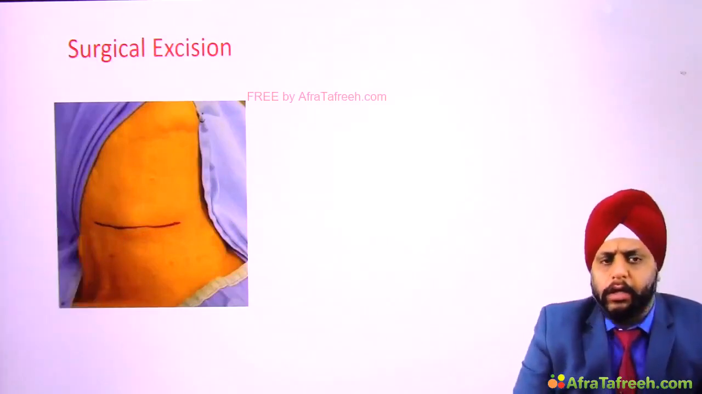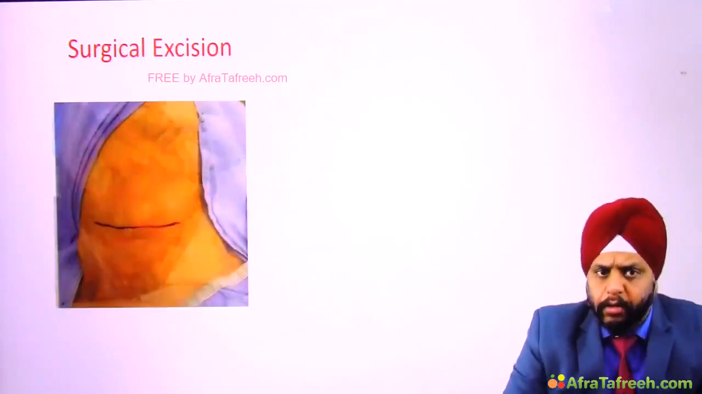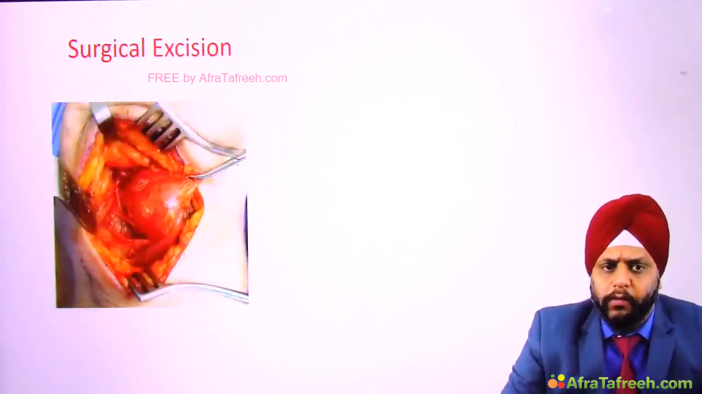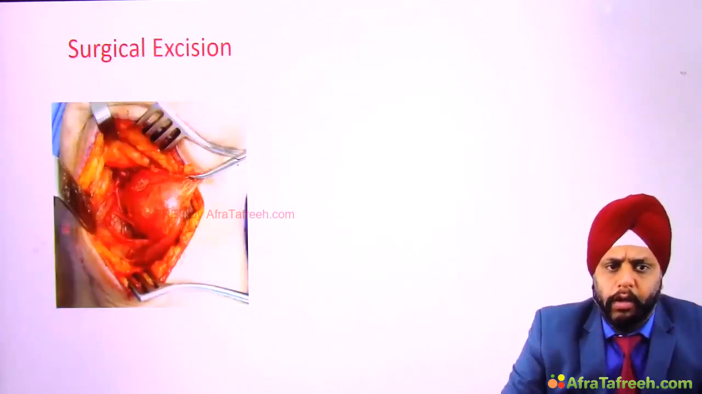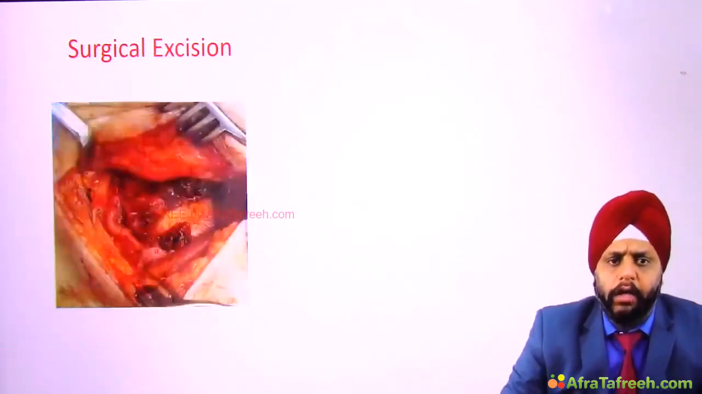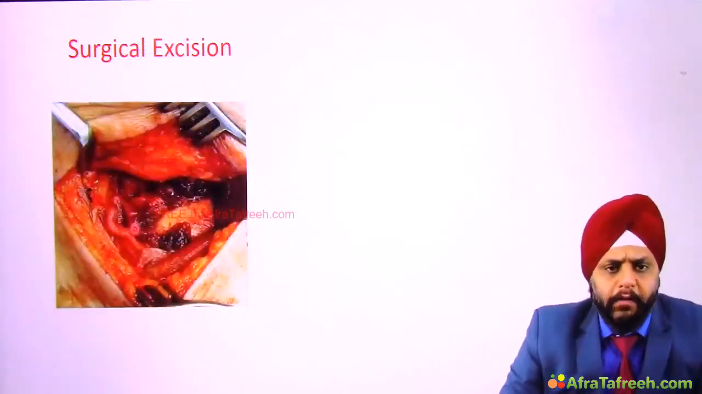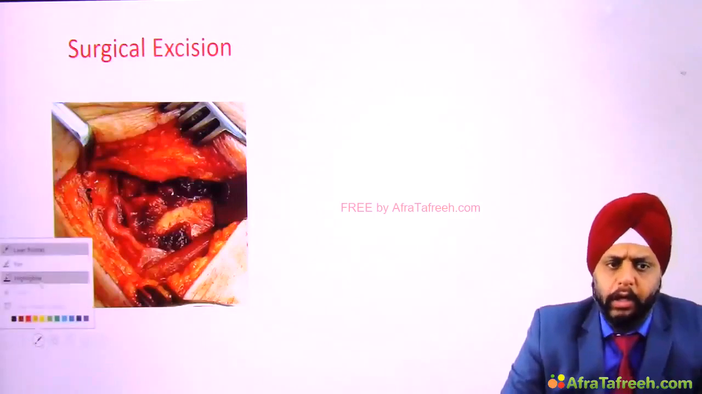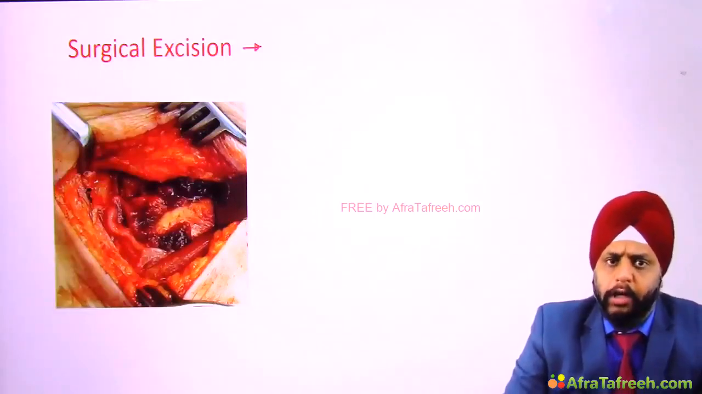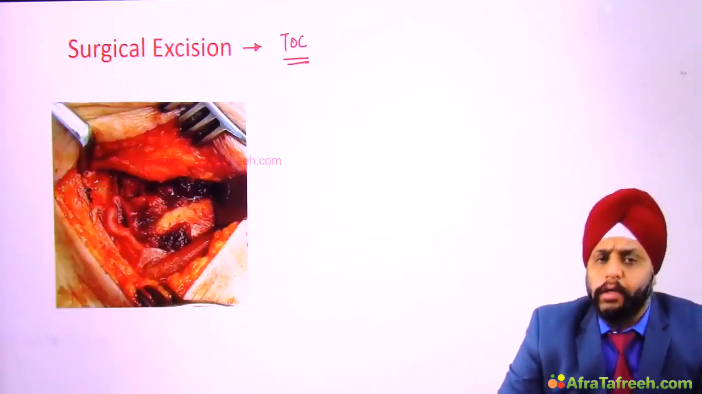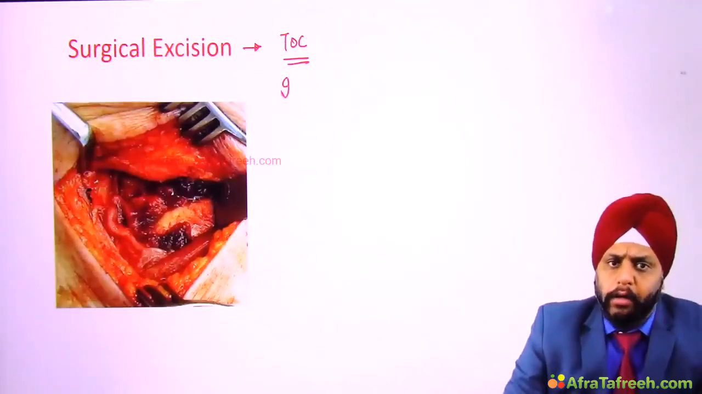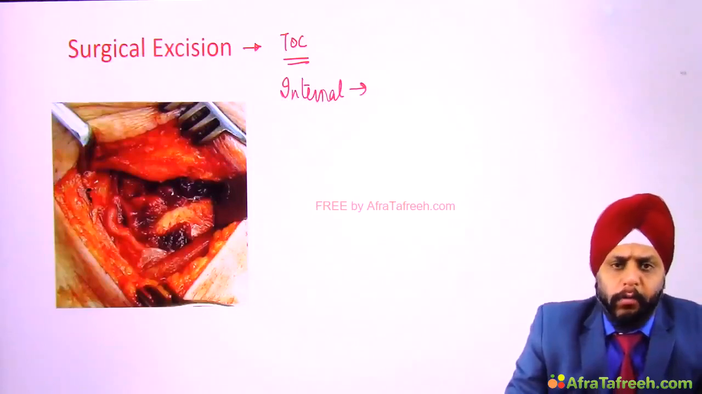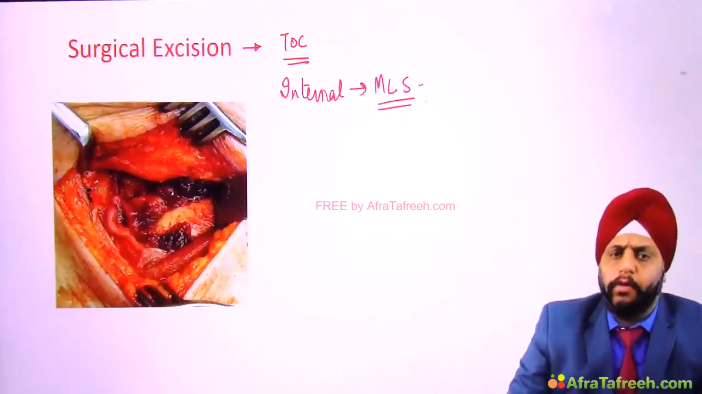So a skin crease incision is given. And then we will dissect out this laryngocele. So this is the laryngocele which is visible to us. So we dissect this laryngocele out and then finally in this case you can see the whole laryngocele has been excised. So surgical excision is the treatment of choice for external laryngocele. What about internal laryngocele? Internal laryngocele, most of the times we can remove by microlaryngeal surgery.